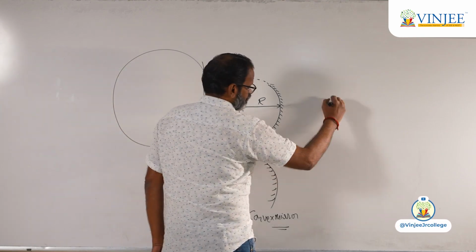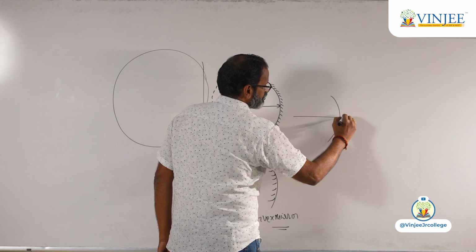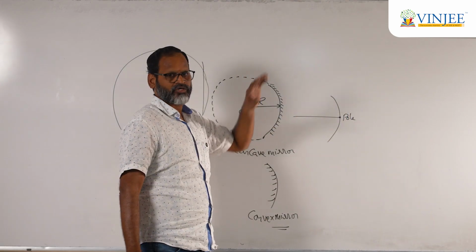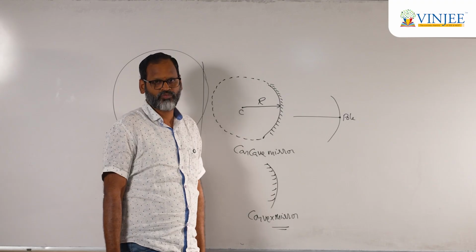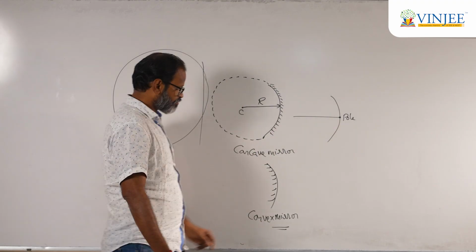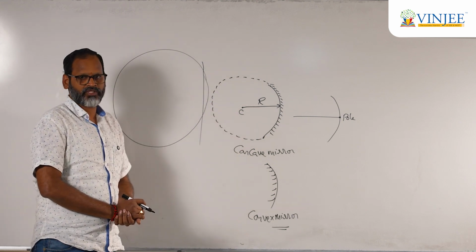So now for the curved surface, the deepest curved point is called the pole. Or in other words, the center of the curved part is called the pole. These are the basic definitions in spherical mirrors.